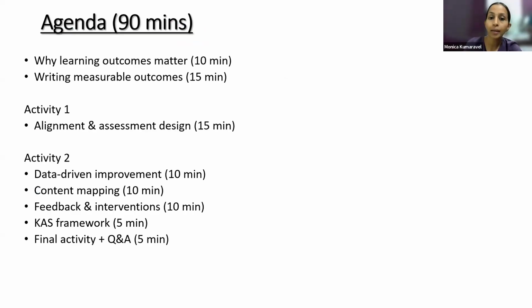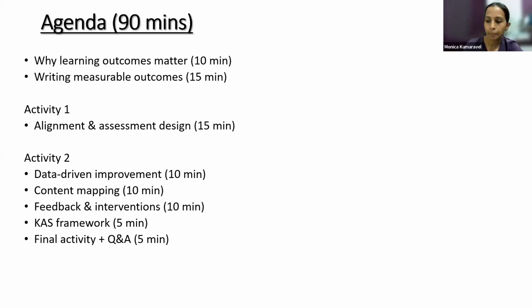First, we are going to see why learning outcomes matter more, and how we can write measurable outcomes. Then how we can align the assessment and design it with the topics that we teach. And our second activity is about data driven improvement. So how the data that we keep about every student can help us improve the progress of every student, and how we can map our contents.